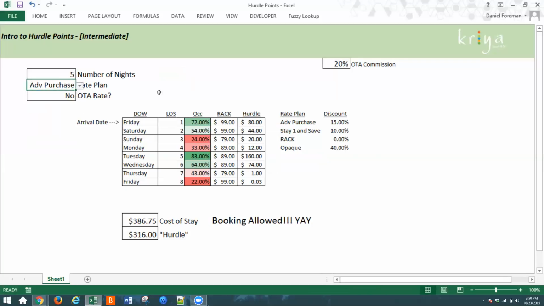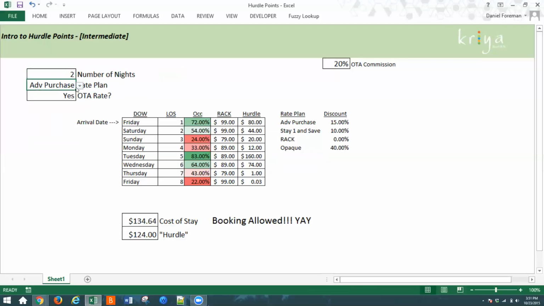So what if we start to bring the OTA commission into play? You can see here that for a one-night stay at advanced purchase, obviously the booking is not allowed. A two-night stay, now that reservation is allowed to book.